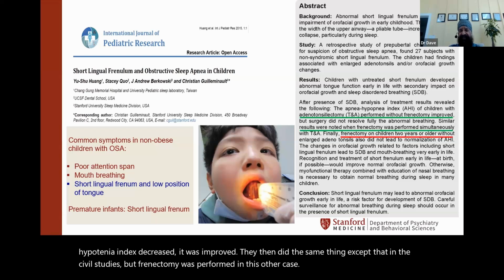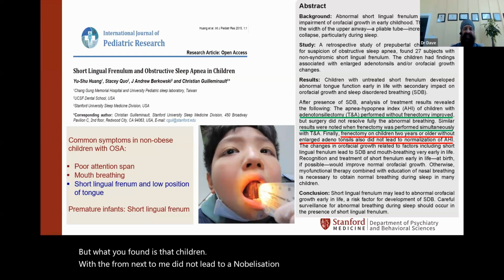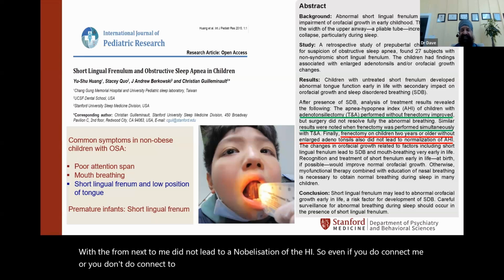But what you found is that children with the frenectomy did not lead to a normalization of the AHI. So even if you do a frenectomy or you don't do a frenectomy, there doesn't seem to be a change in the apnea-hypopnea index. So that's kind of interesting.